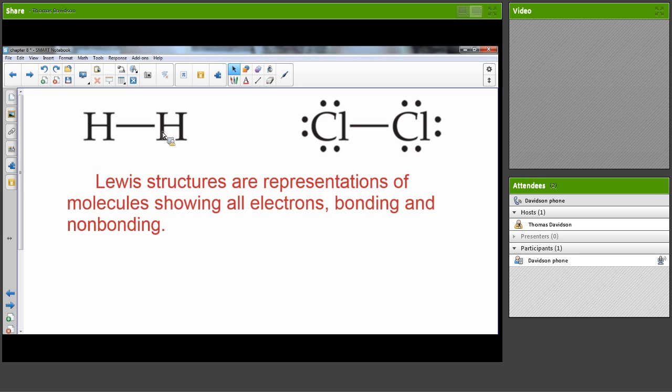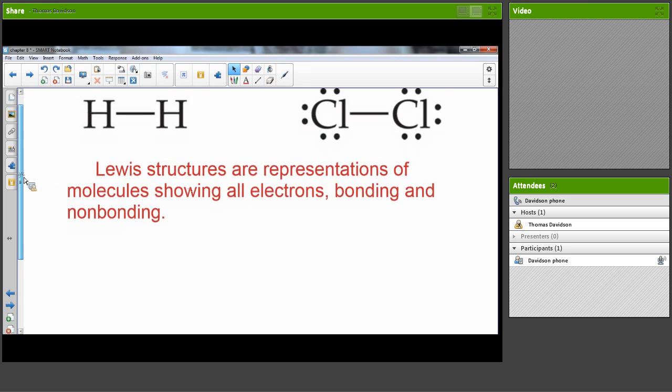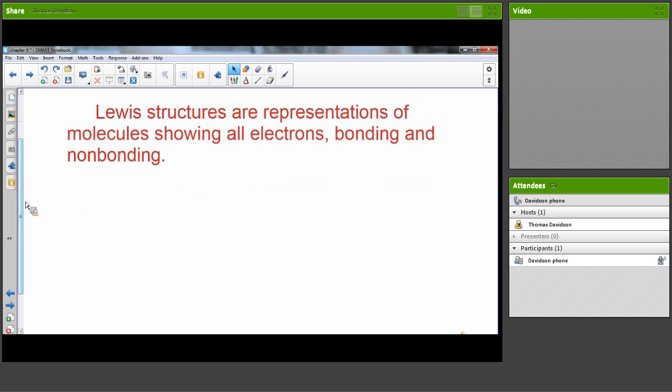So, Lewis structures are representations of molecules, showing all electrons, bonding and non-bonding. Okay, yesterday I drew some of these, but mostly we just talked about the Lewis symbol, so it would be H with a dot. That's the Lewis symbol for hydrogen. For the Lewis structure of the diatomic molecule of hydrogen, you'd put the other H and then a second dot.